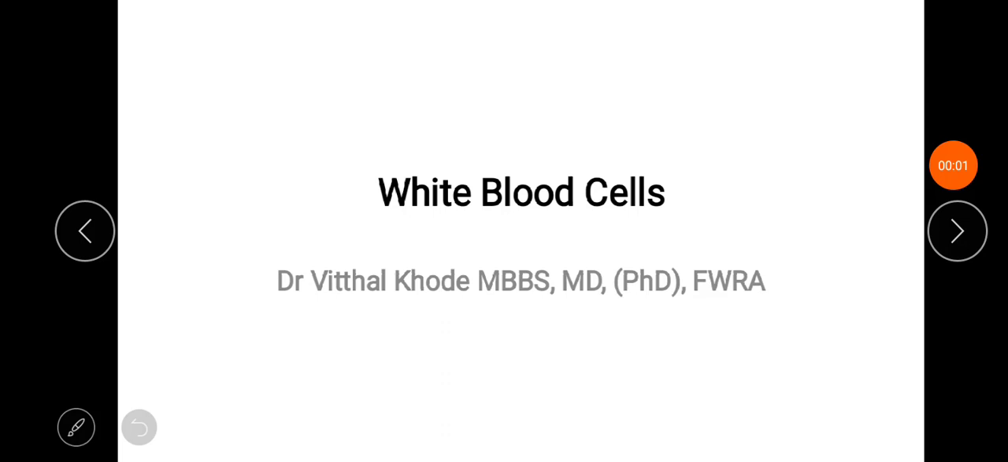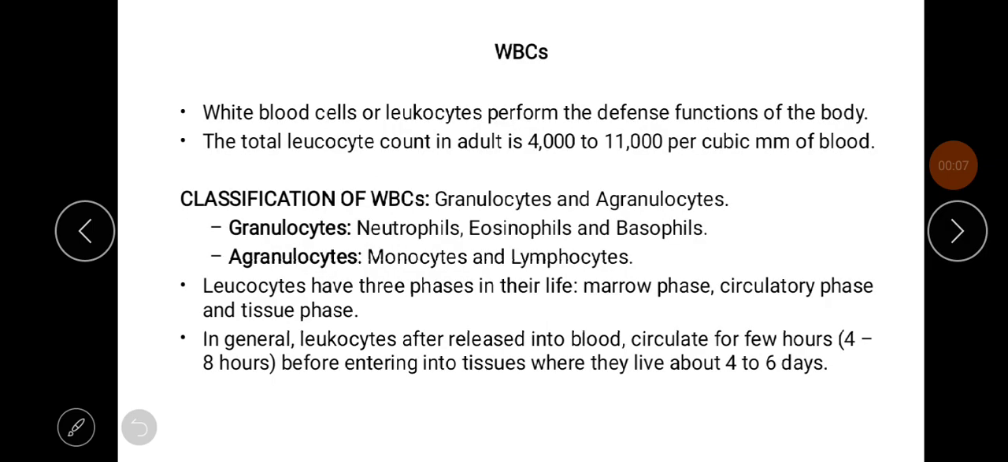Hello everyone. In this class, we'll try to learn what are WBCs. White blood cells or leukocytes perform the defense function of the body. The total leukocyte count in adults is 4,000 to 11,000 per cubic mm of blood. The WBCs are classified into granulocytes and agranulocytes. Granulocytes are neutrophils, eosinophils, and basophils, whereas agranulocytes are monocytes and lymphocytes.